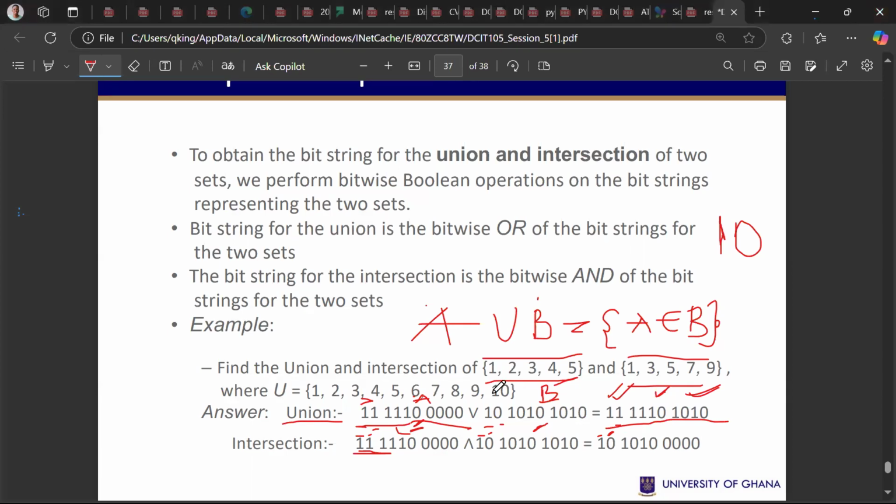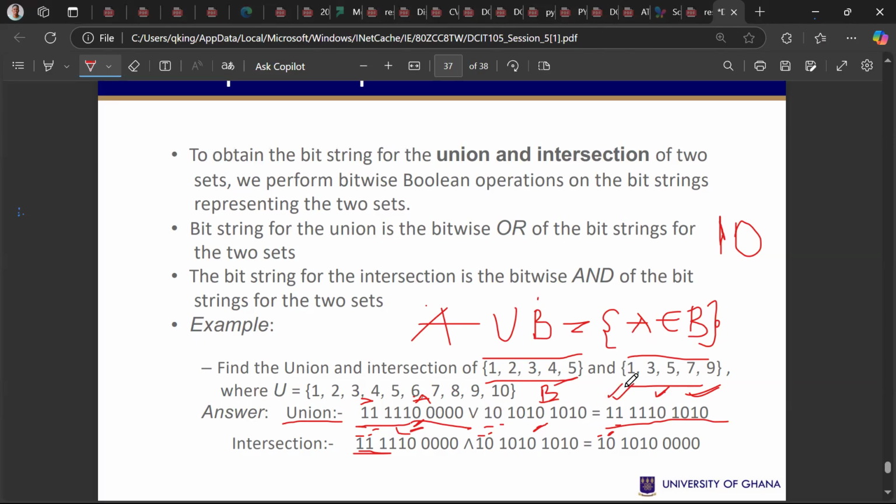Okay, so like I was saying, when you find an element in set A that is in the universal set, you represent it by 1. And the elements in the universal set that cannot be found in set A, you represent by 0. That is why in set A we have ones from 1 to 5, and then the remaining ones are 0, because 6 to 10 is not found in set A. That is why it is represented by 0.